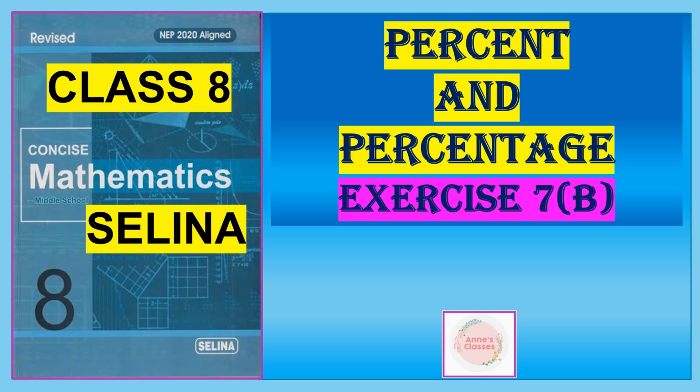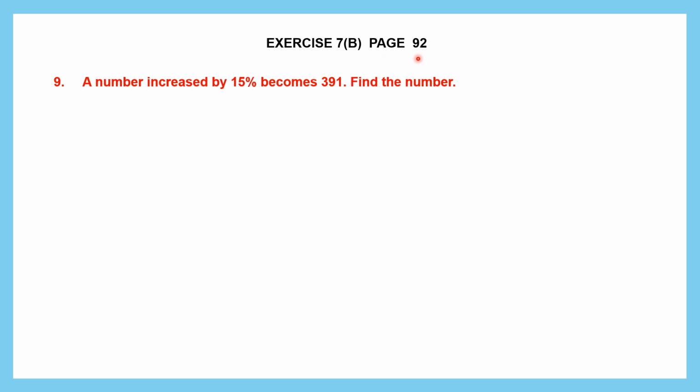Let's do percent and percentage exercise 7b, page 92. Question 9. A number increased by 15% becomes 391. Find the number. So this number we don't know. So let's consider the required number to be x.